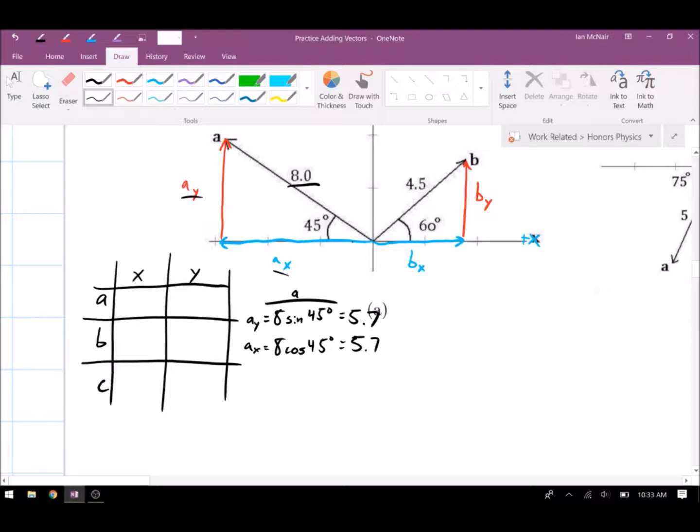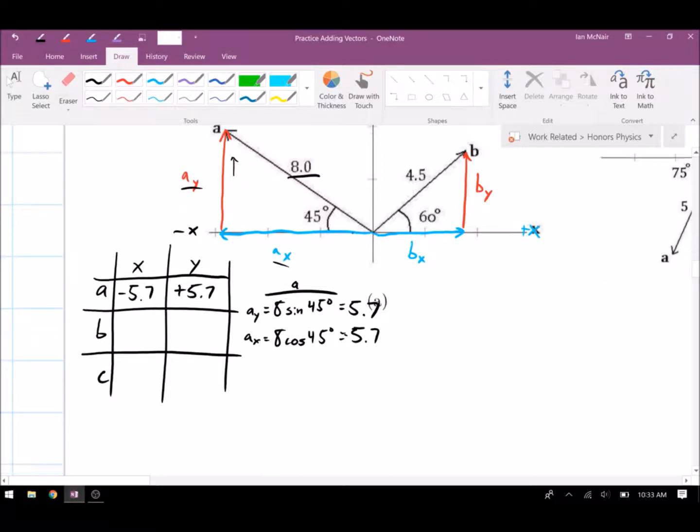But now what we need to do is go back and look at which one of these is positive and which one is negative. AY points upwards, so that's our positive direction. So we can put that in, positive 5.7. AX, though, is pointing in our negative X direction, so we just add in that little negative sign. We get negative 5.7 here. So we finished one part.